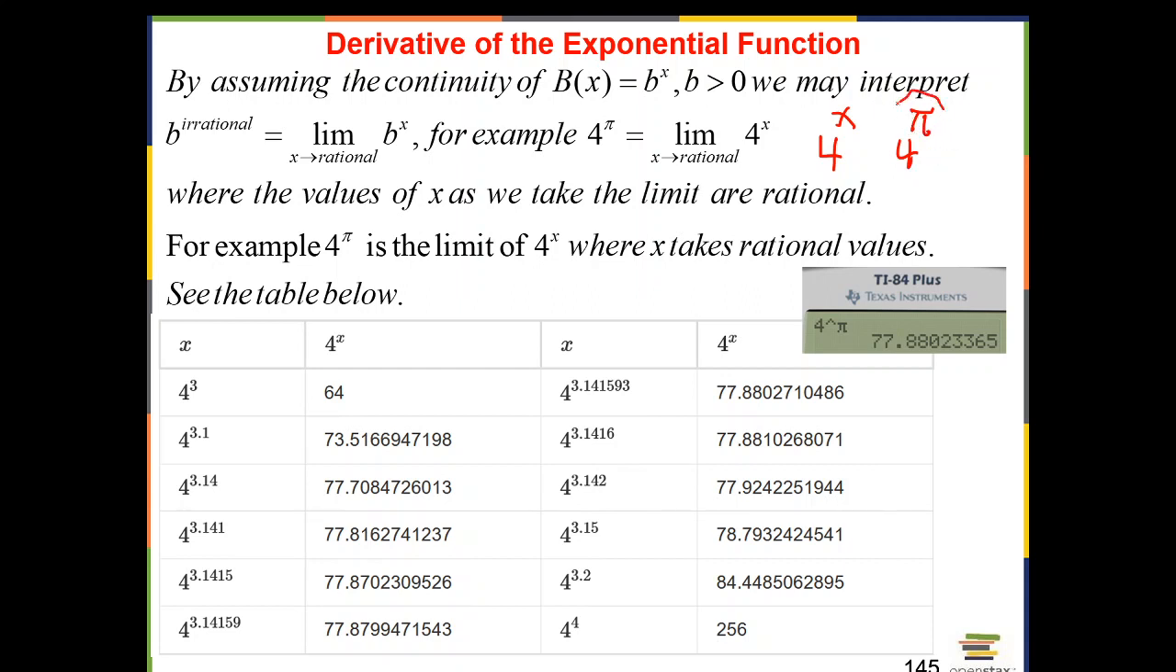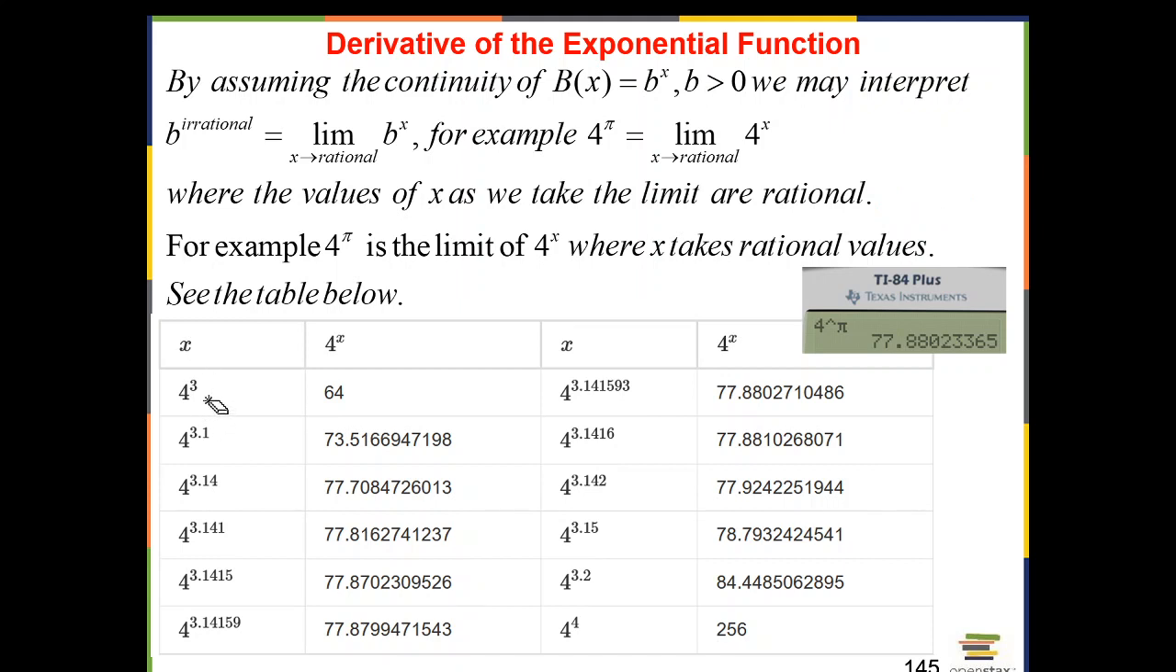Well, we can think of 4 to pi. Now, pi is like 3.1415 and so forth, right? So we can keep adding decimal places to 3.14154 pi, and for every decimal value that we put there, we get a value for 4 to that power, right? So if we think of 4 to pi to be 4 to x, the limit of it when x approaches those rational values, we're going to get this table below, right?